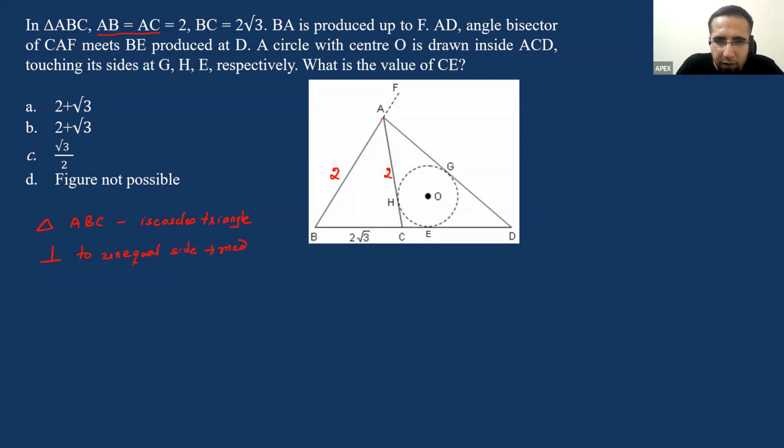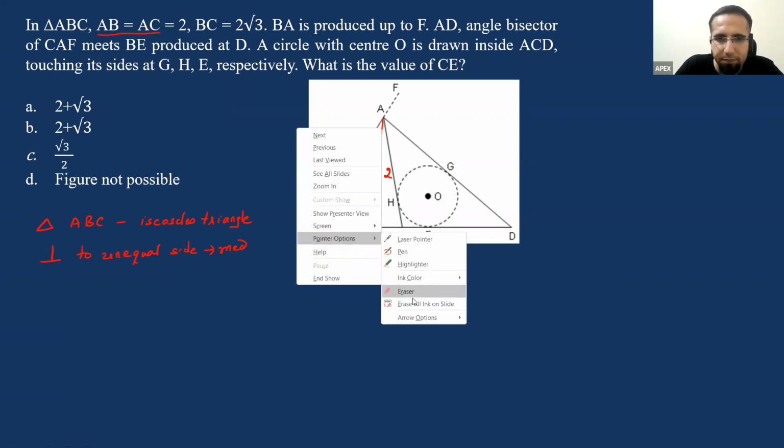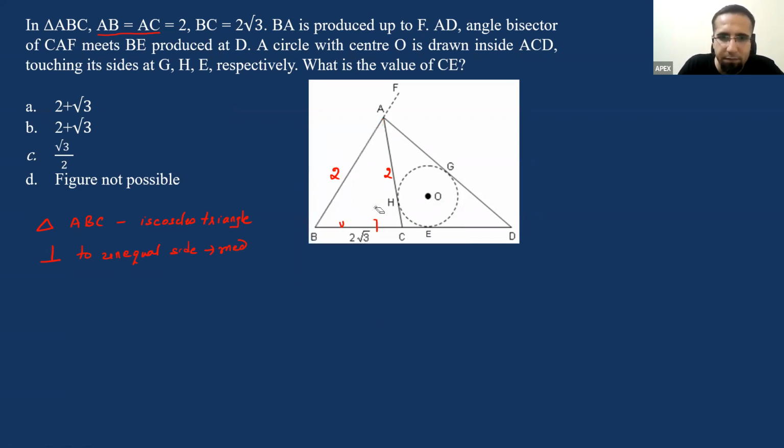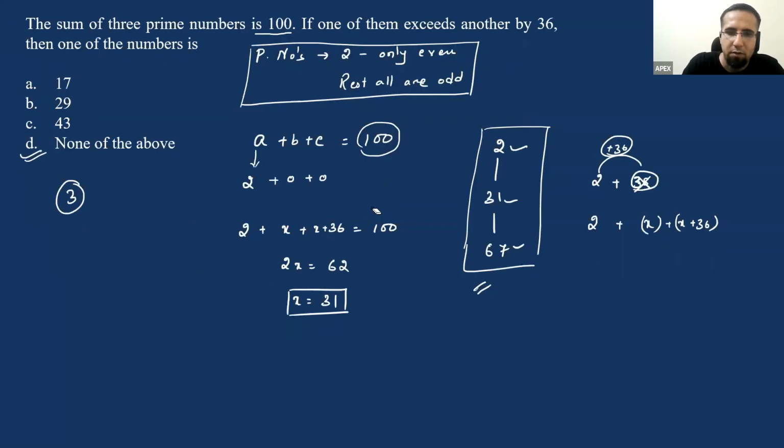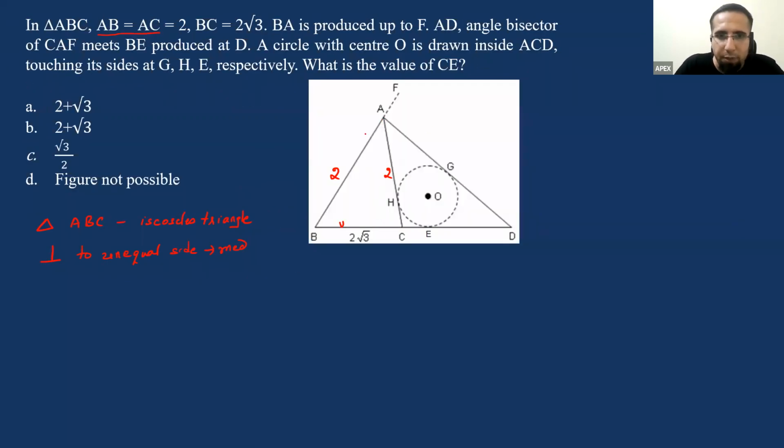Now if I drop a perpendicular from here to my base, it bisects my base. So this part becomes, let's draw it properly. Yep. So if I just drop a perpendicular from the vertex to the base, it bisects the base. When it bisects the base, this value becomes root 3 and this value becomes root 3. Now you see there's a right angle triangle here, okay? If there's a right angle triangle, you have 2 and root 3.